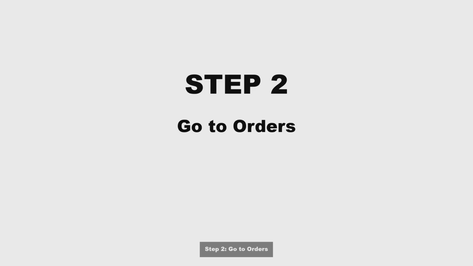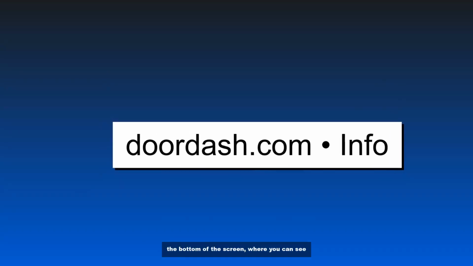Step 2. Go to Orders. Navigate to the Orders section of the app. This is usually found in the main menu or at the bottom of the screen, where you can see all your current and past orders.